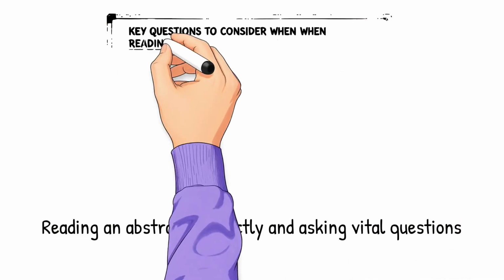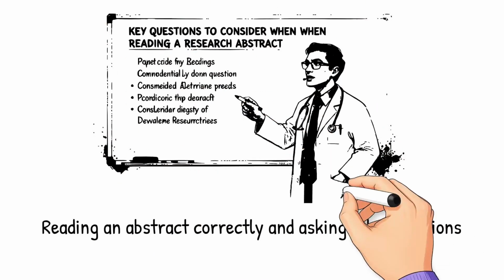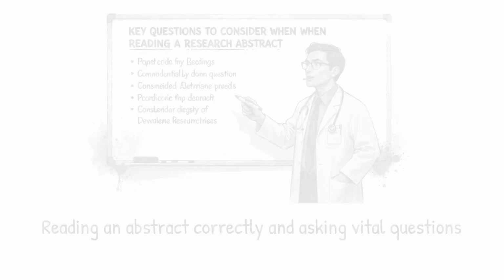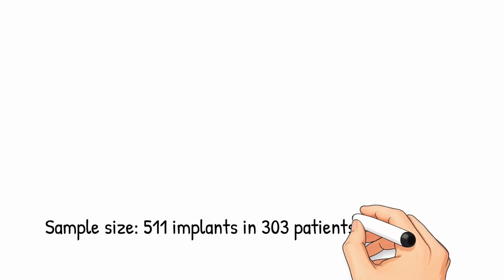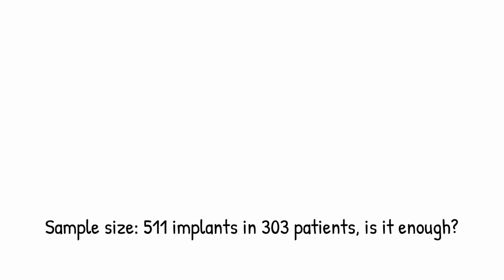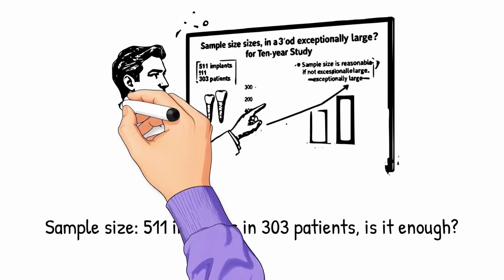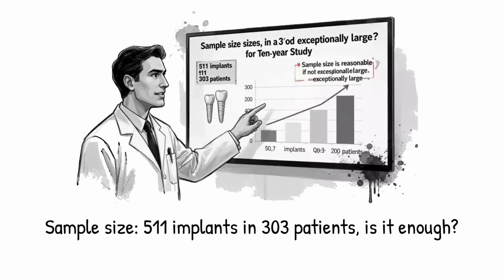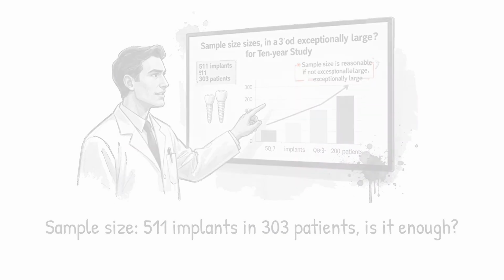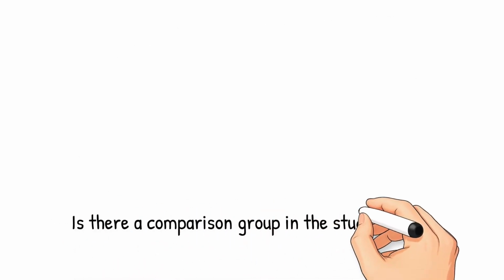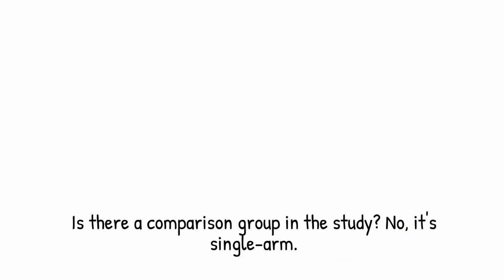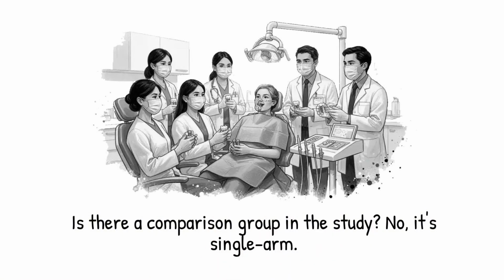And now you ask the 4 questions that every abstract deserves. Question 1. What is the sample size and is it sufficient? 511 implants in 303 patients. For a 10-year retrospective cohort, this is a reasonable sample, not massive, but meaningful. Question 2. Is there a comparison group? No, this is a single-arm cohort. There is no control group receiving a different implant surface. This means you cannot conclude that SLA is better than other surfaces, only that SLA performs well on its own terms.